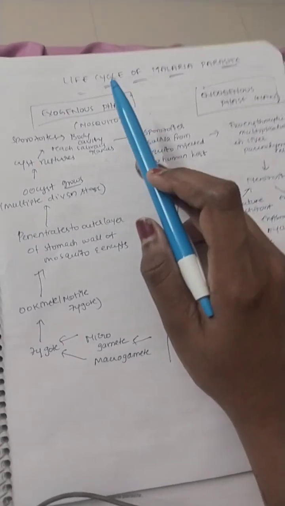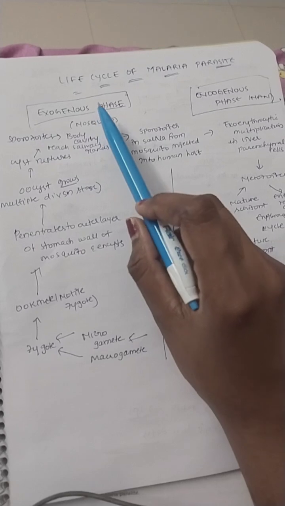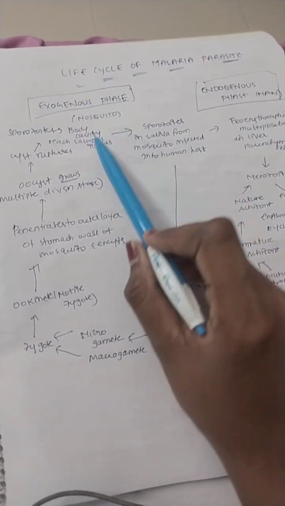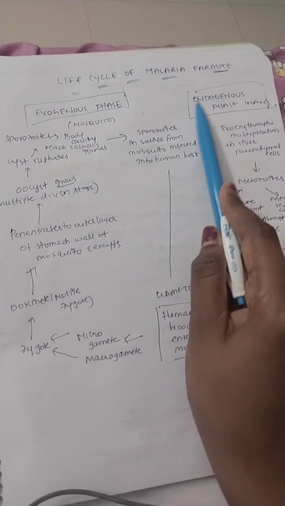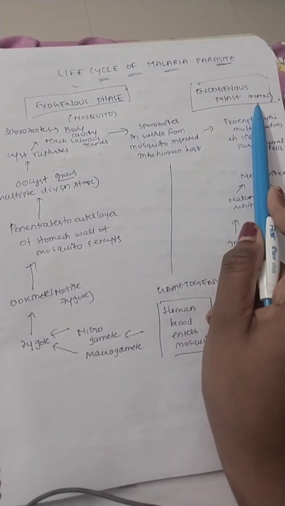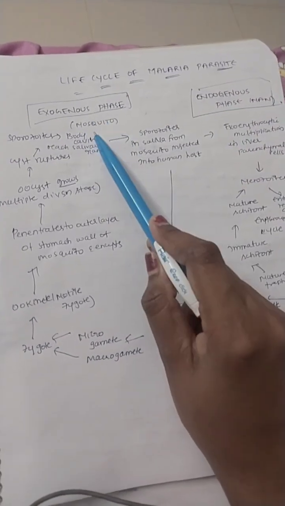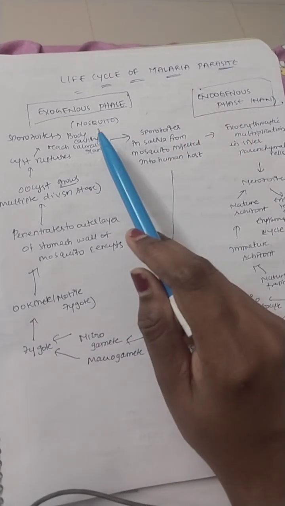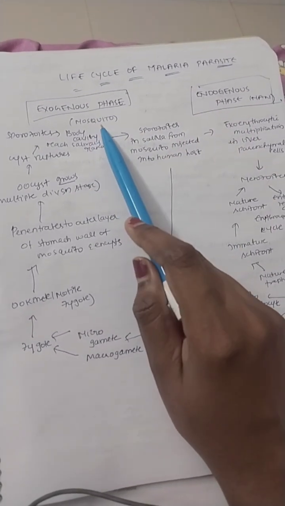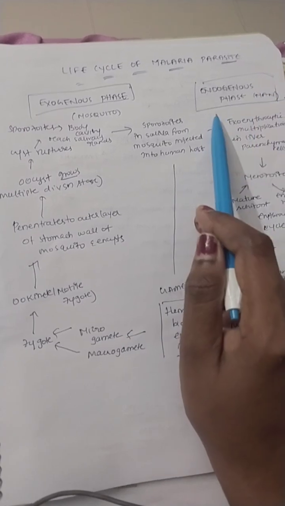We have two phases basically in the life cycle of the Plasmodium parasite. One is exogenous and another is endogenous. Endogenous happens in man, exogenous happens in the mosquito. The primary host is the mosquito, the secondary host is man. That means the sexual cycle occurs in the mosquito, and the asexual cycle occurs in man.